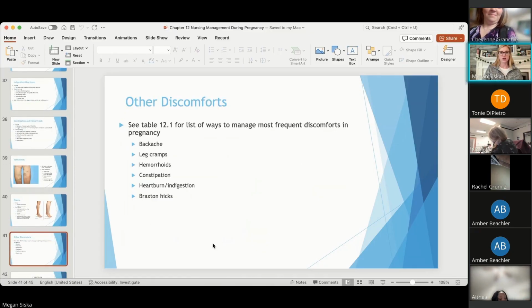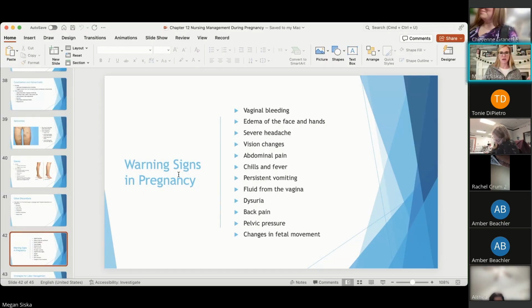Other discomfort. So there's a table in your book that goes over like a ton of things, but I just kind of put on here some common ones. So some of this we've already talked about: backaches, leg cramps, hemorrhoids, constipation, yada, yada, yada.